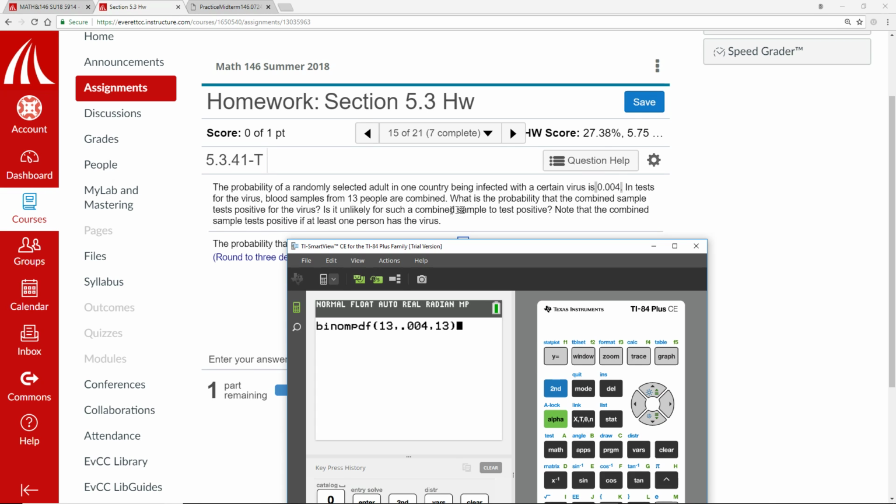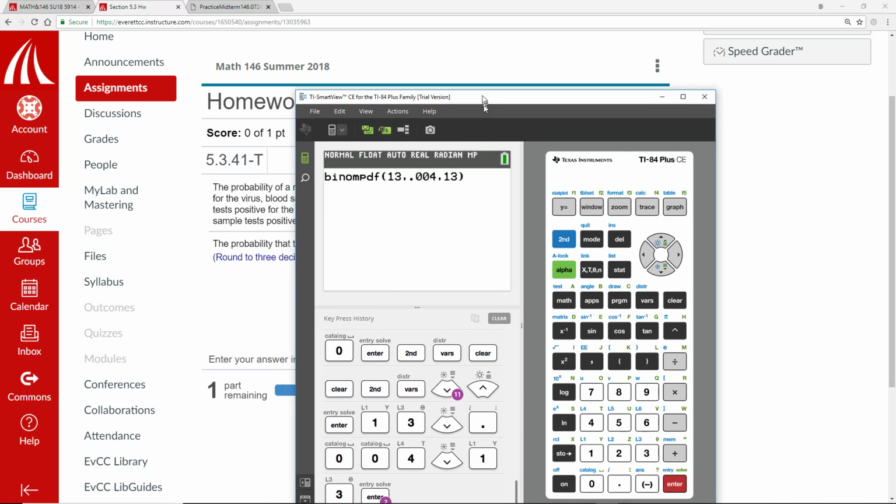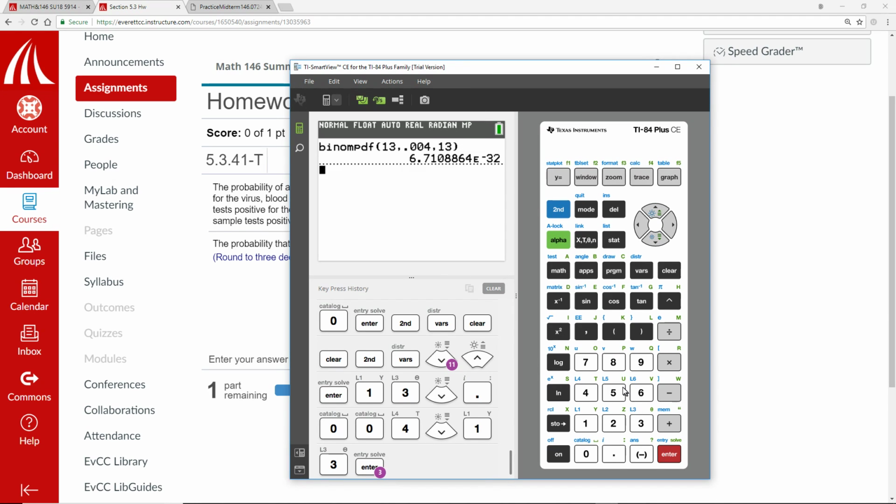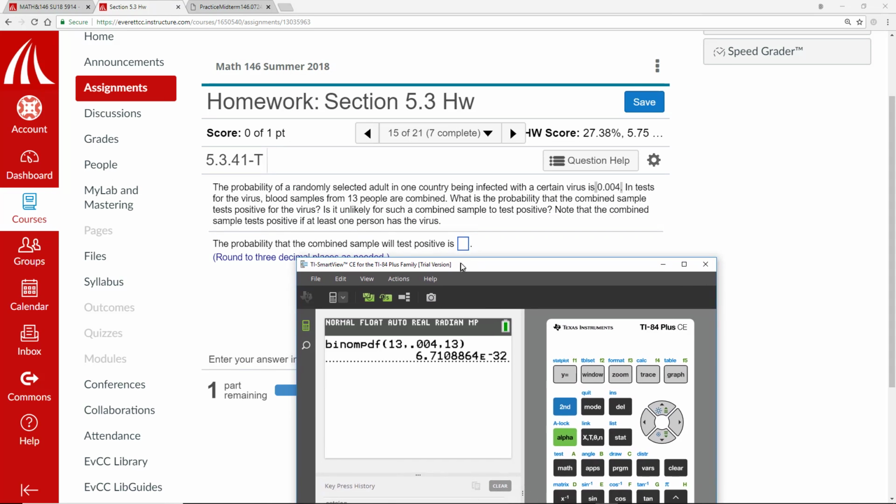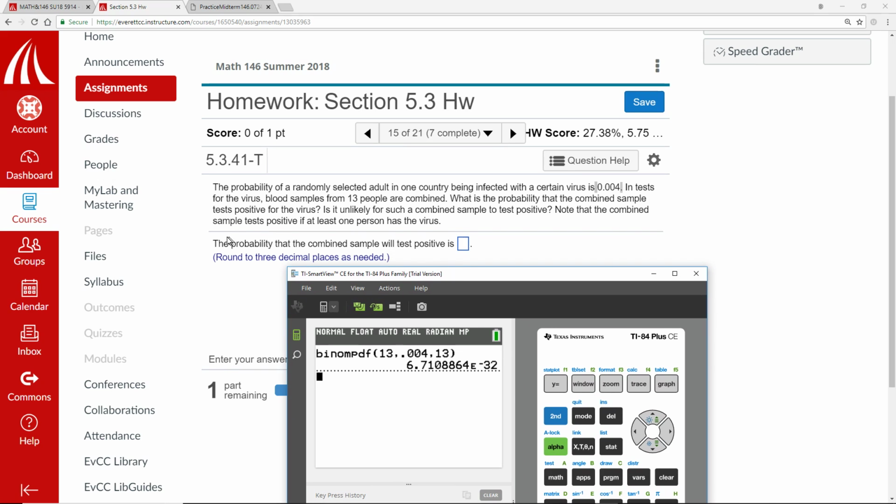Is it unlikely for such a combined sample to test positive? So testing positive is being infected. So this is the correct probability. Let me hit enter. Oh, so small. Look at that. Times 10 to the negative 32? Are you kidding me? The probability that the combined sample will test positive.